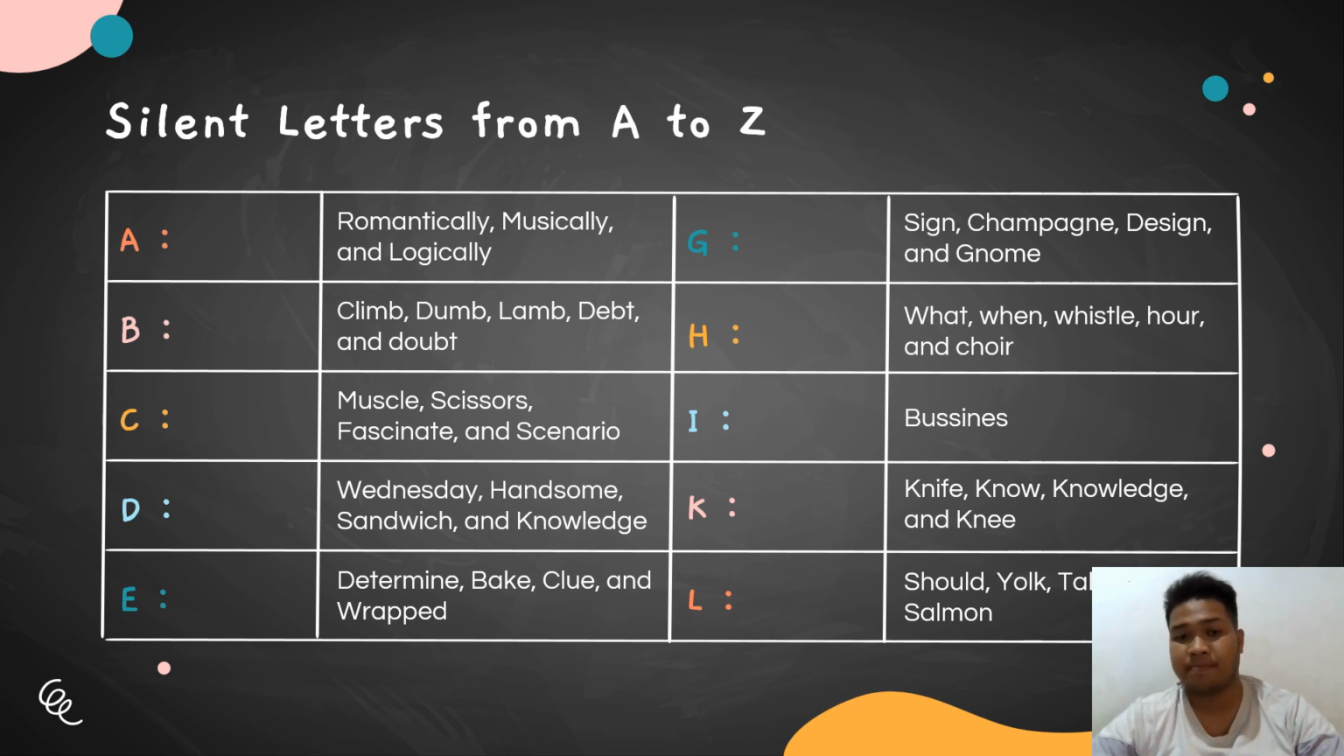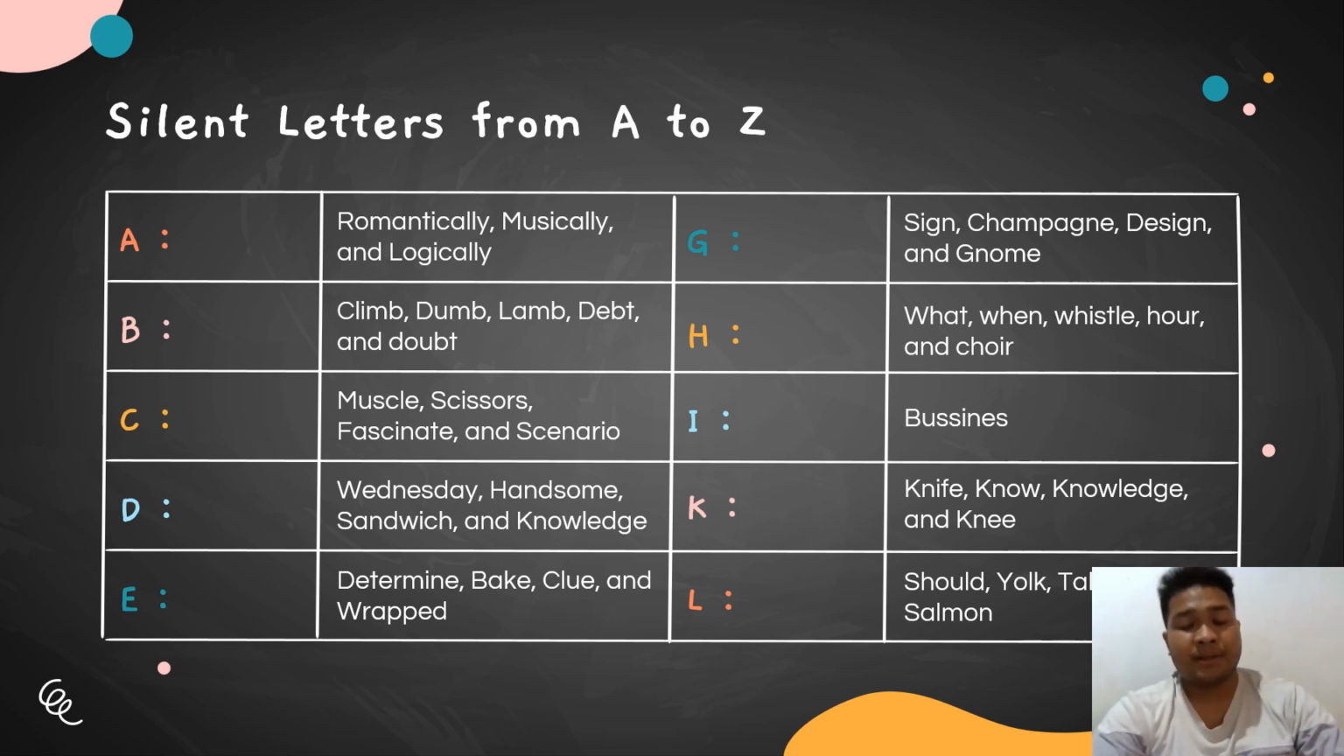A lot of continents will spell out the A, but in British or American accents, which are very universal accents, they do not pronounce the A. So we will have to say it like romantically, musically, and logically.